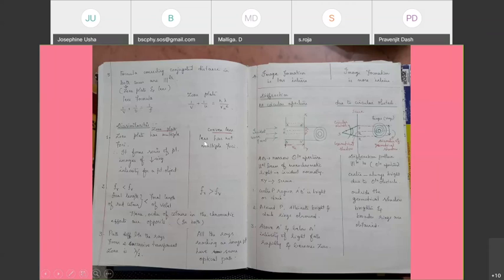Then the convex lens has no multiple foci. Second point, the focal length of red color in the zone plate, I'm telling, is less than the focal length of violet color. But it is exactly the opposite in the convex lens.